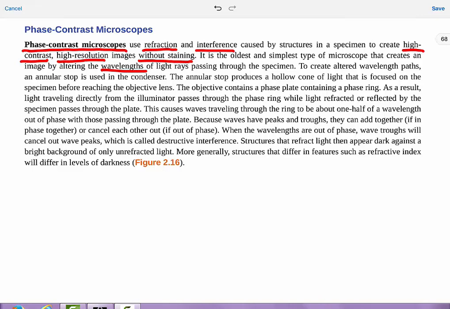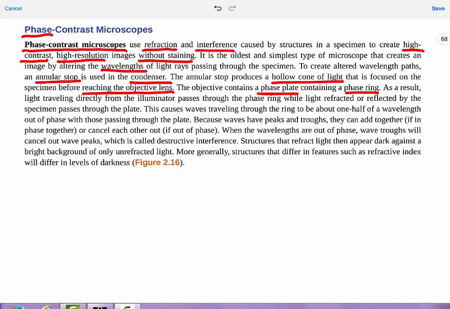So to create altered wavelength paths, an annular stop is used in the condenser. Remember, the condenser is right underneath the stage. The light is coming through the condenser, and there is an annular stop placed in the condenser. The annular stop then produces a hollow cone of light that is focused on the specimen before reaching the objective lens. The objective then contains a phase plate containing a phase ring. We'll look at a diagram again.